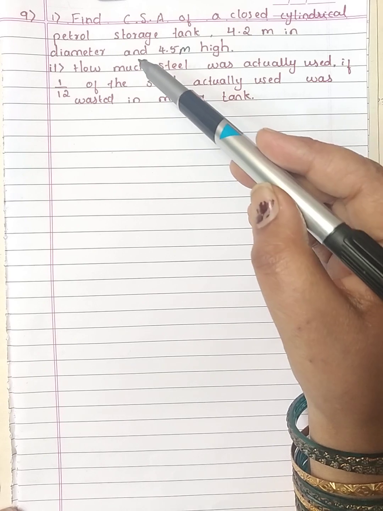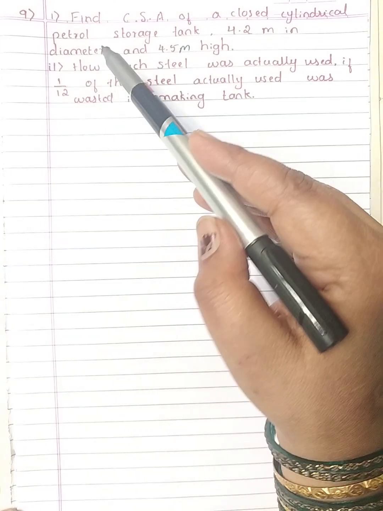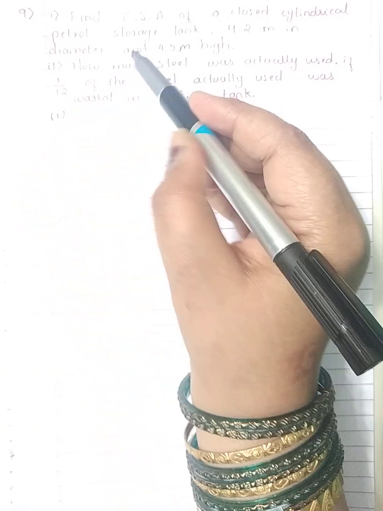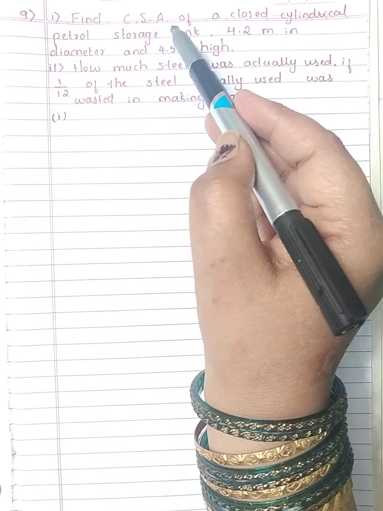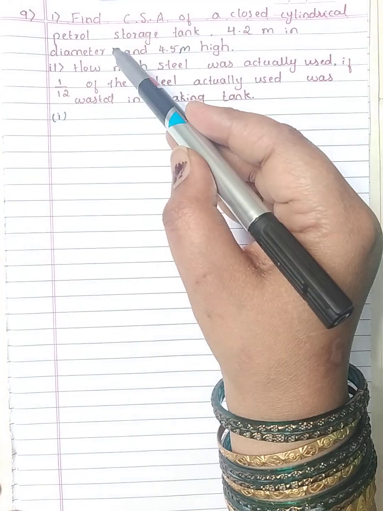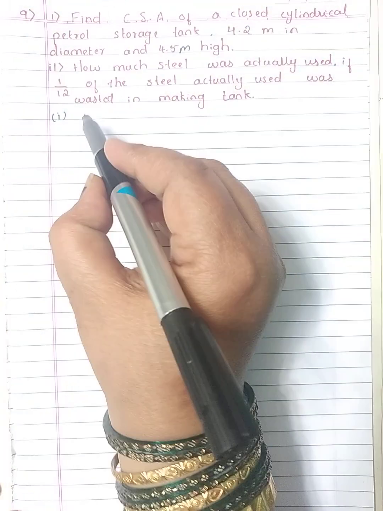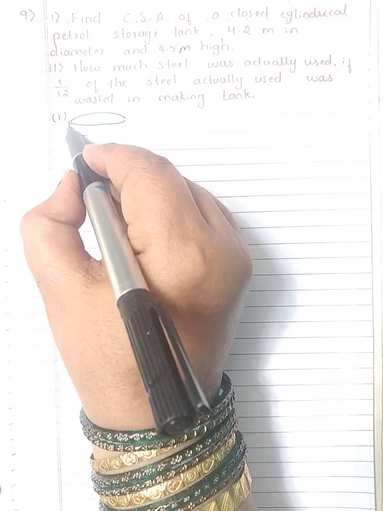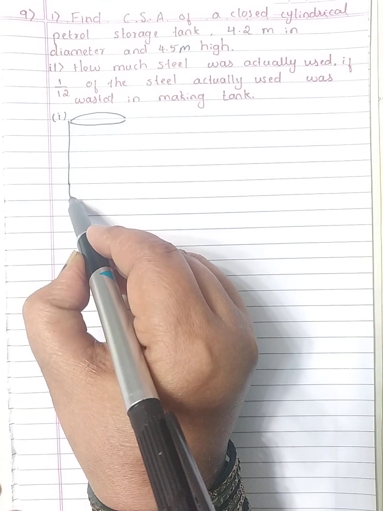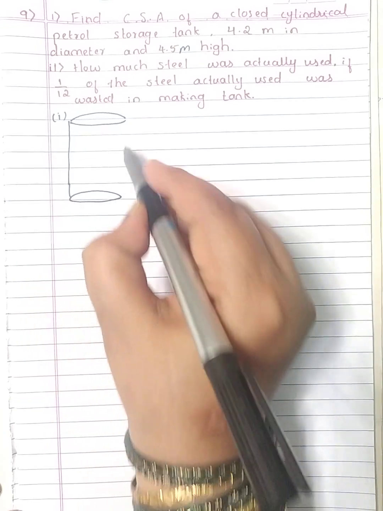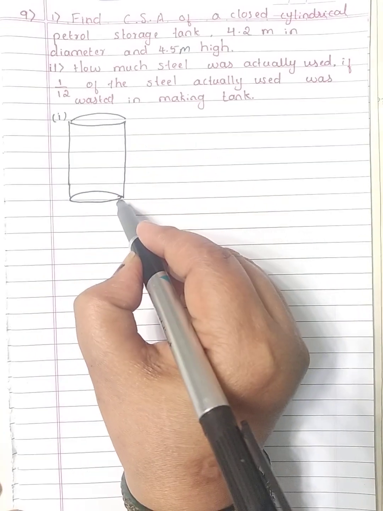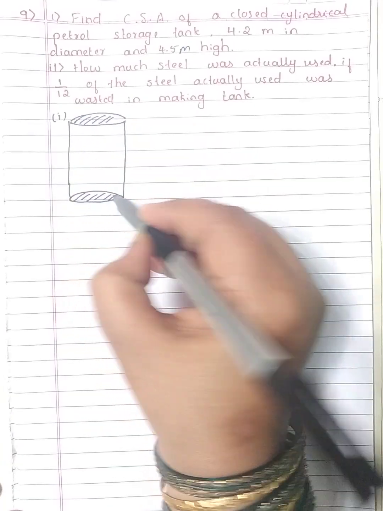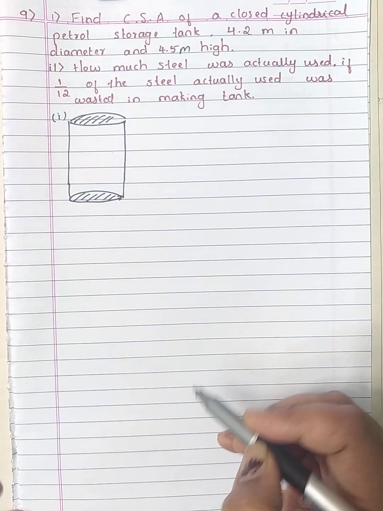Here in this question there are two parts. So what is the first one? First we will move to the first part: to find out the curved surface area of a closed cylindrical petrol tank. Closed means what? Suppose this is the tank which is in the cylindrical shape and it is closed both on the top and bottom like this. This is the closed petrol tank here.